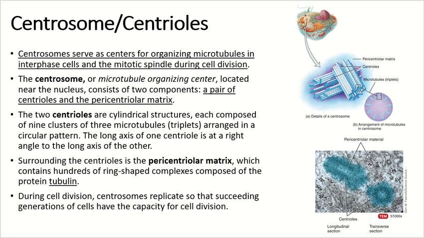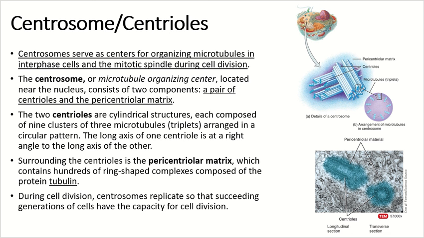So our first type of organelle that we're going to discuss is the centrosome, also called the centrioles. Centrosomes are going to serve as a center for organizing microtubules during interphase cells, as well as the mitotic spindles during cell division. The centrosome, or the microtubule organizing center, is going to be located near the nucleus and is going to consist of two components. There's going to be a pair of centrioles and the pericentriolar matrix.